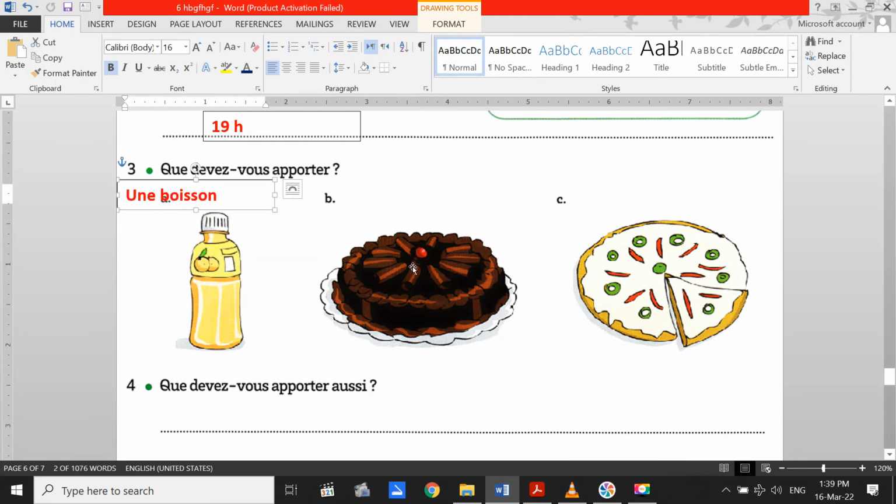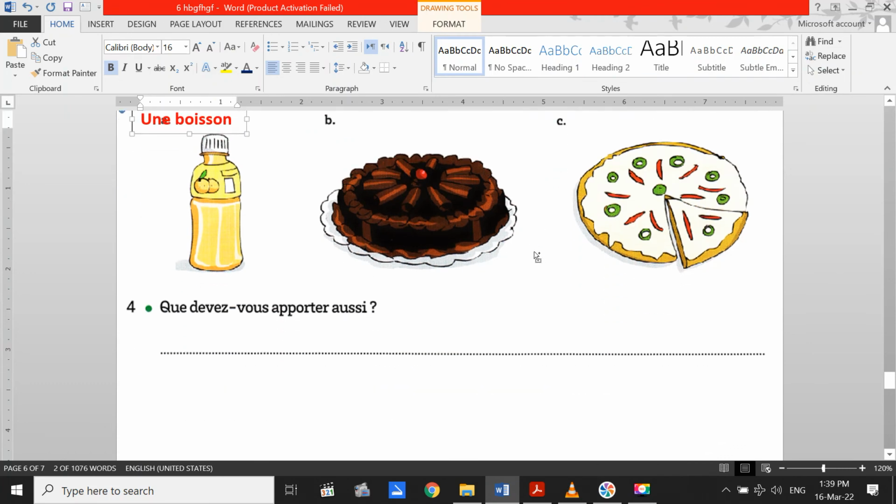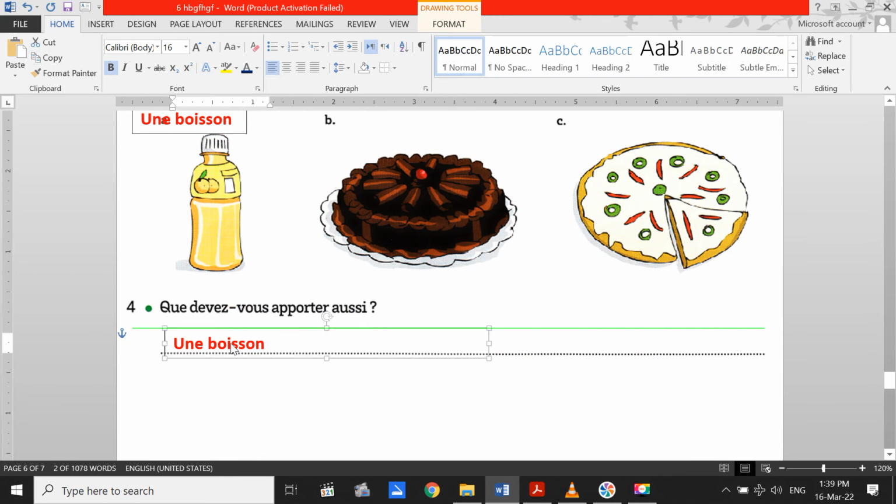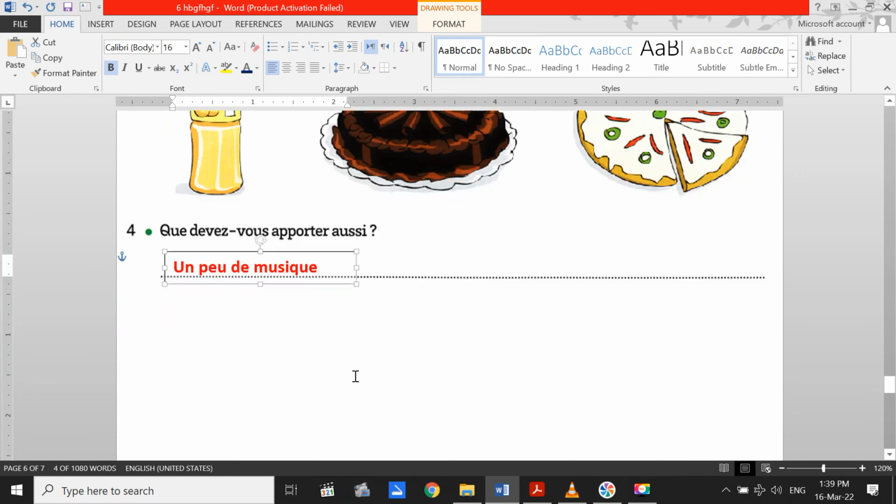And this one is une tarte, or des gâteaux, as you like to say, and here une pizza. She said pizza, but she said that she will do a pizza. But the question is, que devez-vous apporter? What should you bring? You should bring une boisson, a drink, and the girl will do a pizza at home. And here, que devez-vous apporter aussi? She said un peu de musique. Some music. We can write a full sentence, but no need to.